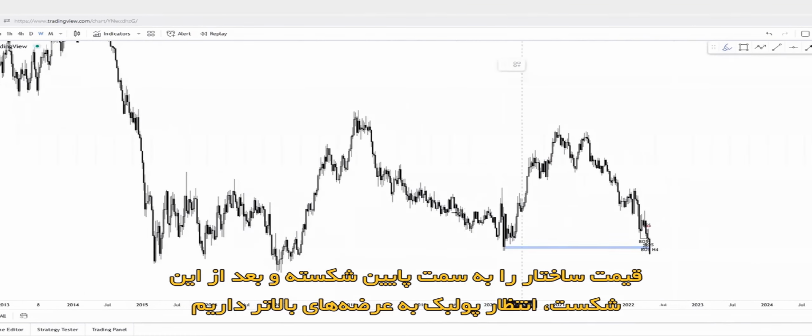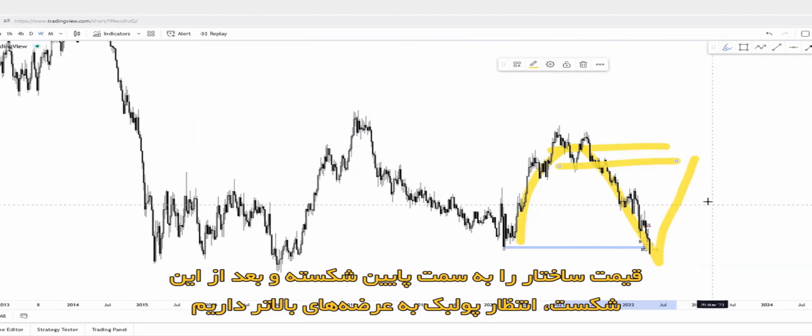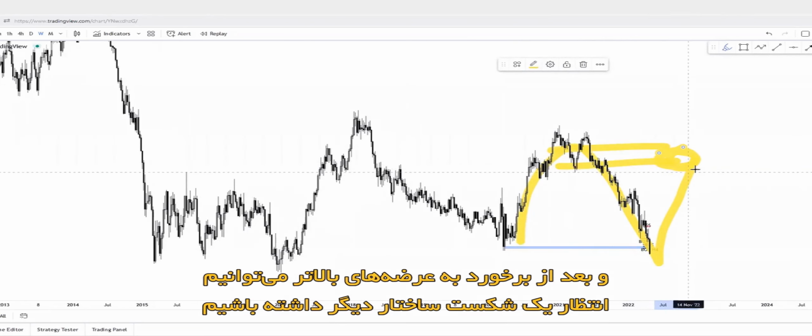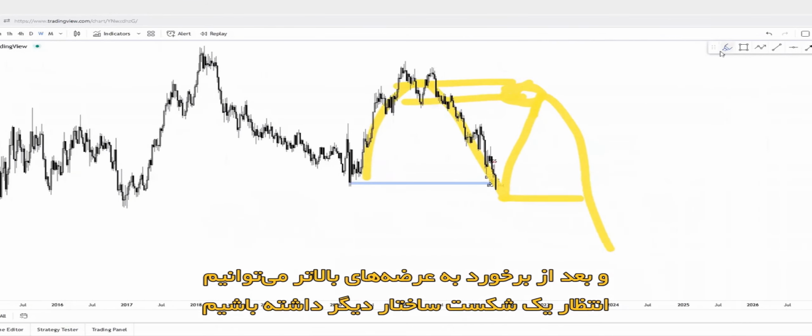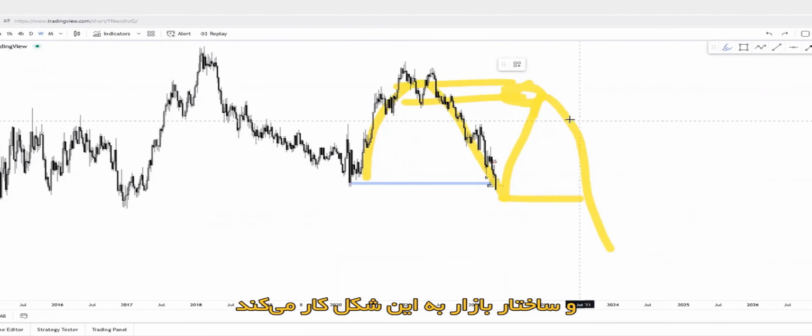So price created a breakout structure to the downside. After this breakout structure to the downside, we can expect a pullback, right, to some higher supply region. And after the higher supply region, we can expect another breakout structure. And this is how the market structure actually moves. Another breakout structure to the downside.